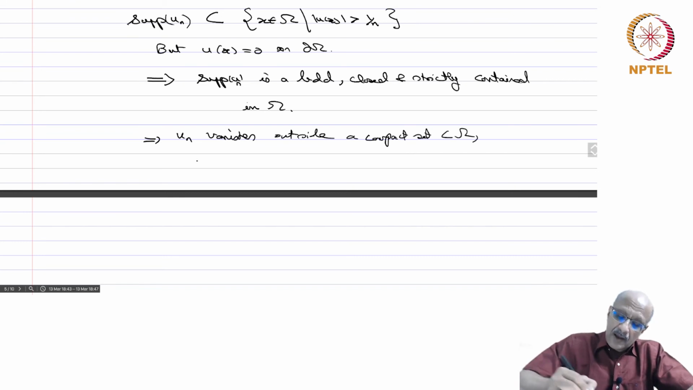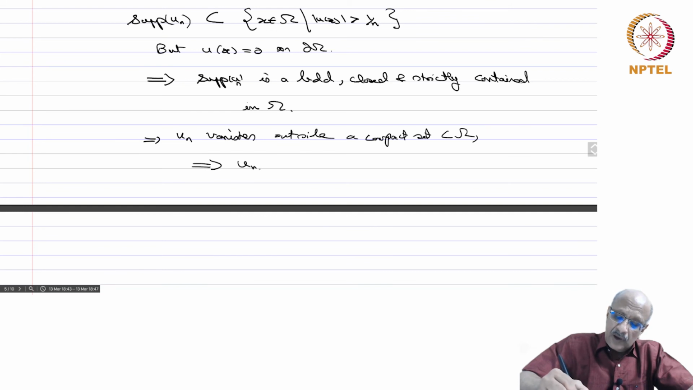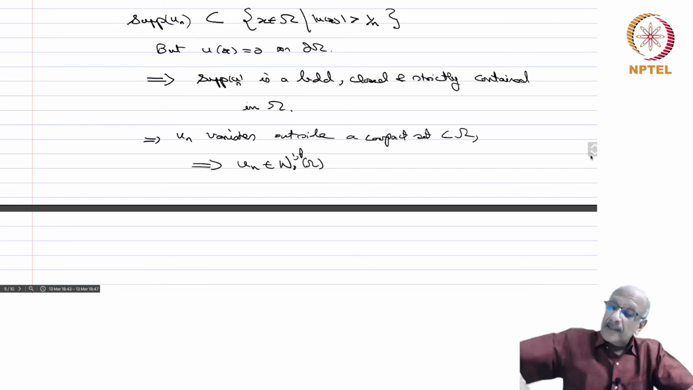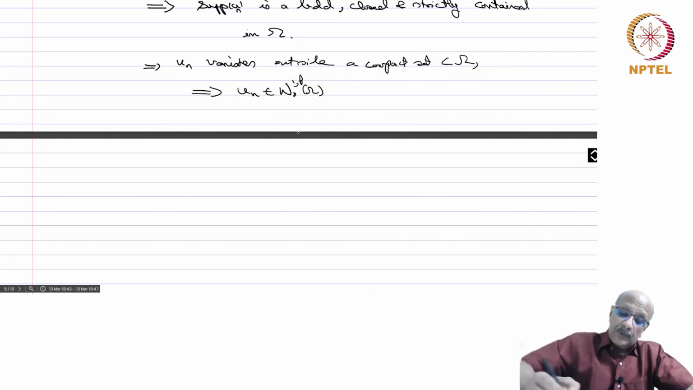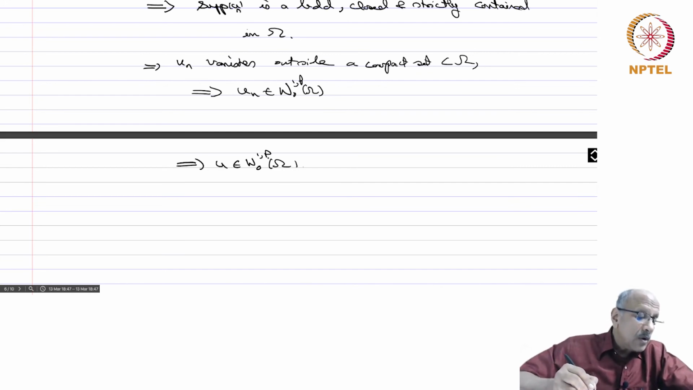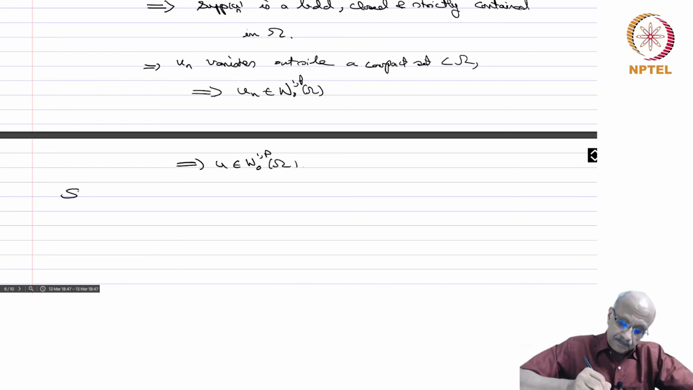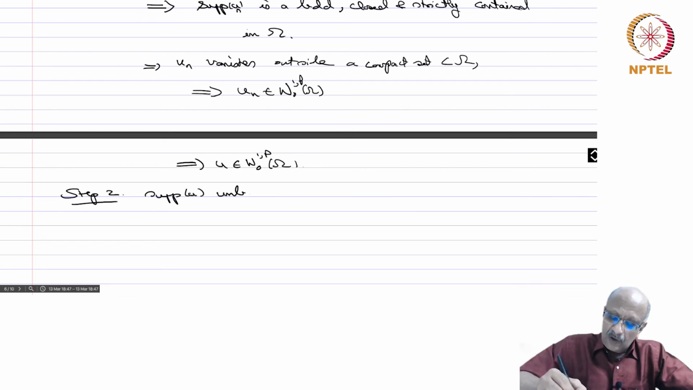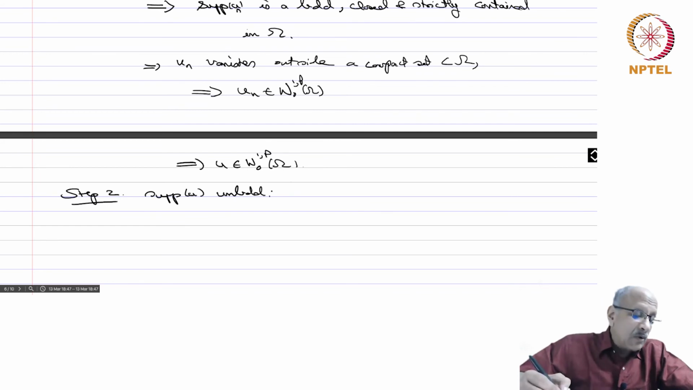contained in omega, and therefore by the earlier proposition you have that un belongs to W1p0 of omega, and again you have un goes to u in W1p omega, un is in W1p0, and therefore this shows that u belongs to W1p0 of omega. Okay. Now step 2. So support of u unbounded, of course this makes sense only in unbounded domains.